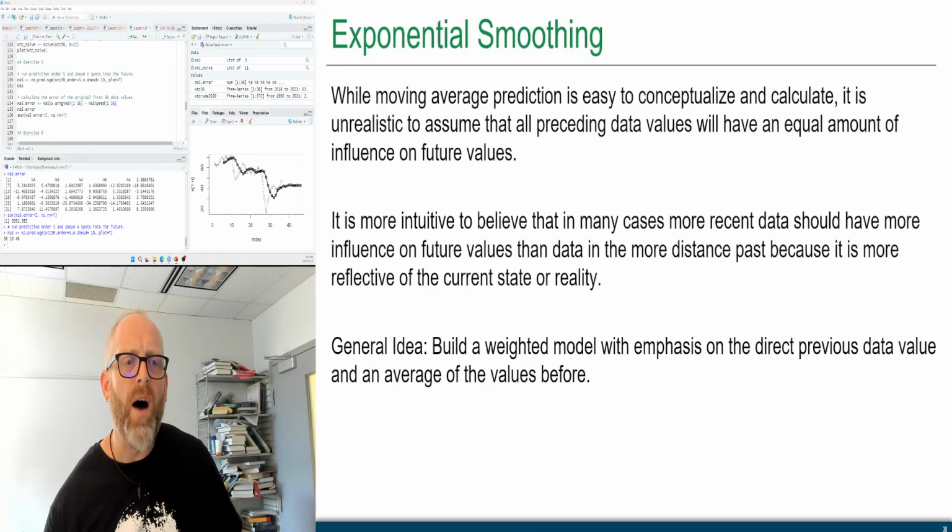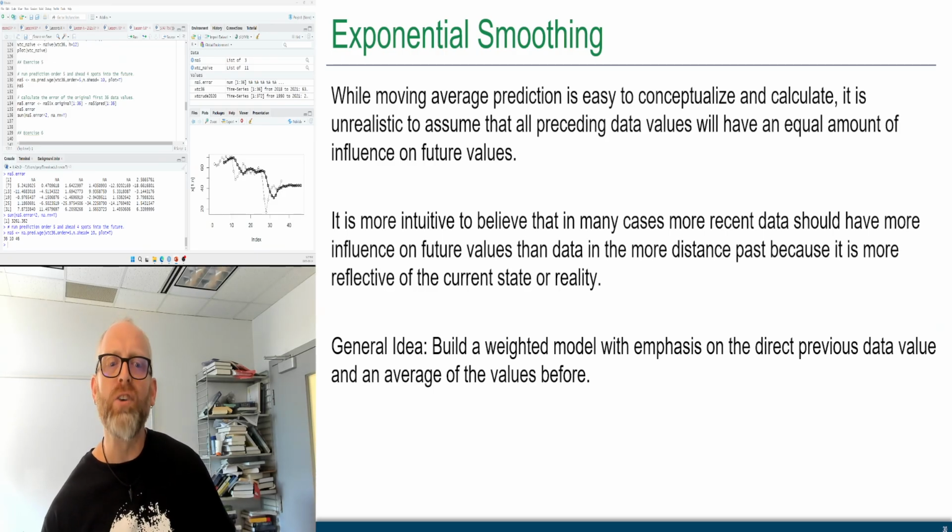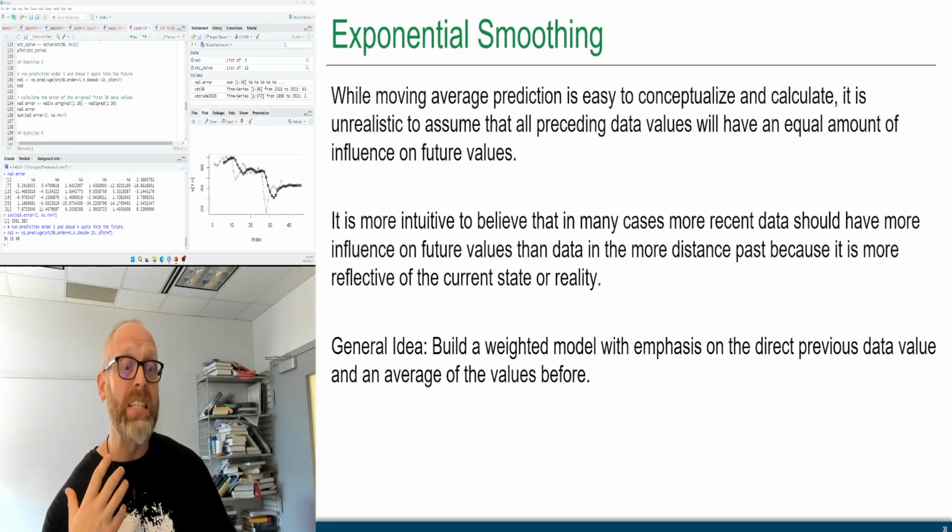All right, so now we're going to move on to the next step up, which is exponential smoothing. So if we think about what's happening with the moving average, yes, we are trying to smooth things out. And we're going to do that same thing in exponential smoothing. We're going to try and smooth out those fluctuations, but how we do it is going to be different.